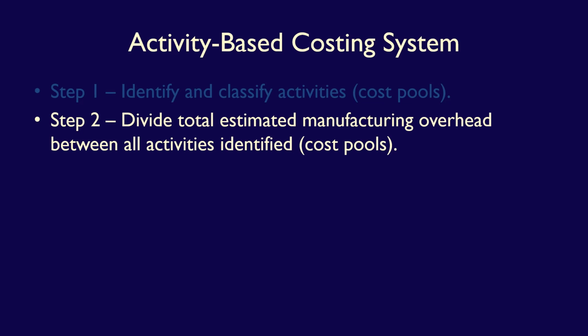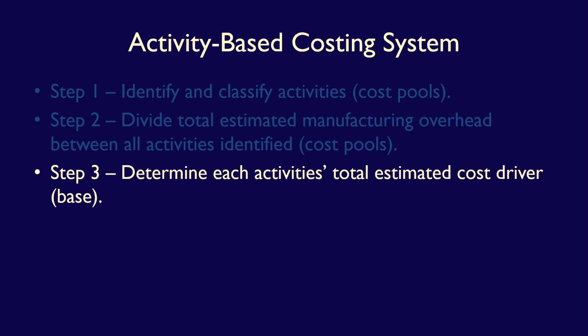In step 2, management would divide the total estimated overhead between all the different activity cost pools. It's important to note that the total overhead costs would not change between the traditional costing system and an activity-based costing system. Instead, management would take the total estimated overhead and simply divide it between each of the activities.